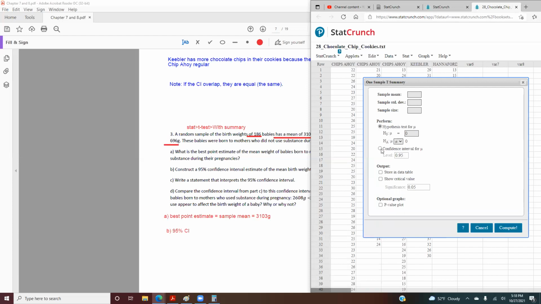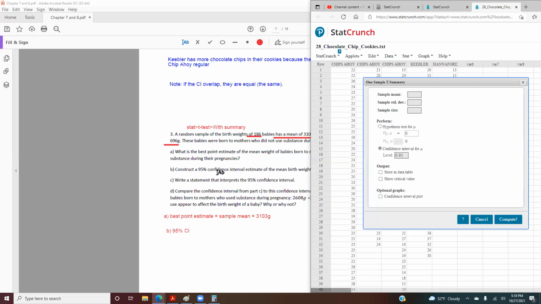So again, read the question carefully, because if the question is asking for a confidence interval, we are doing confidence interval. And when chapter 8 comes, we'll do the hypothesis test. We just pick the top.